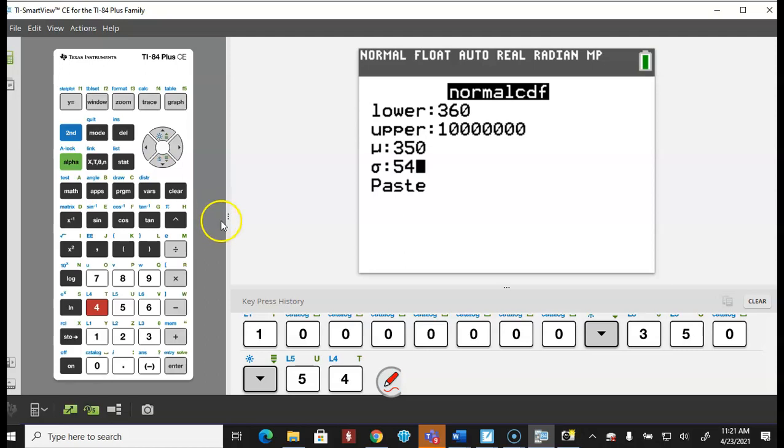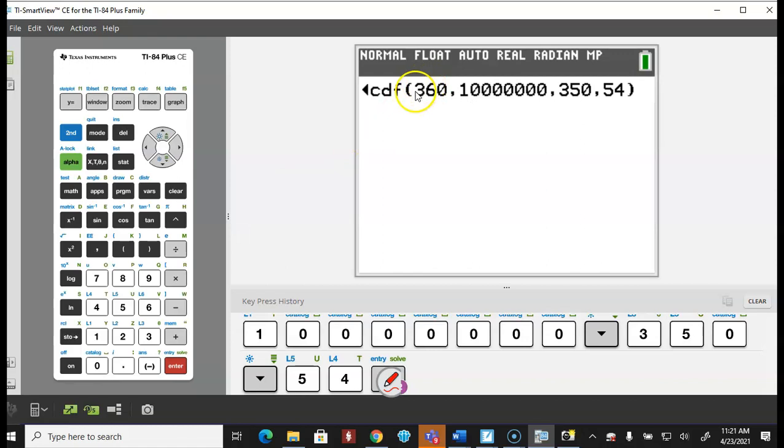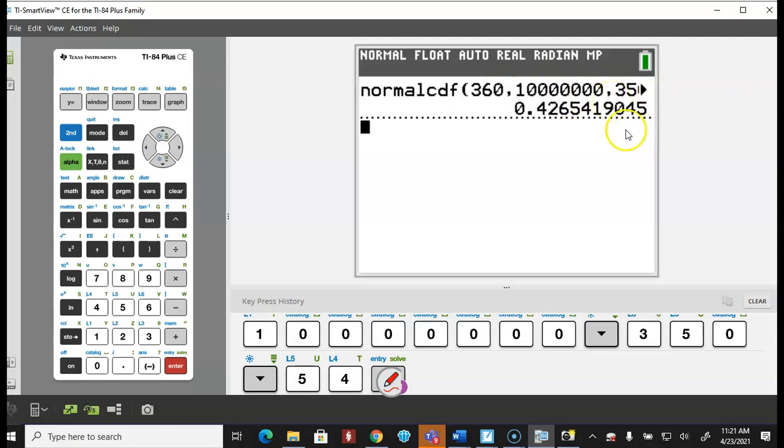Okay. So then we're going to push enter, enter, and notice how this gives us all the terms that we just entered. So that was our lower bound, that's our upper bound, that is our mu, and that's our standard deviation. Then we're going to push enter again, and it's going to give us this value. So we get 0.4265, right? So that would be 0.427, okay?